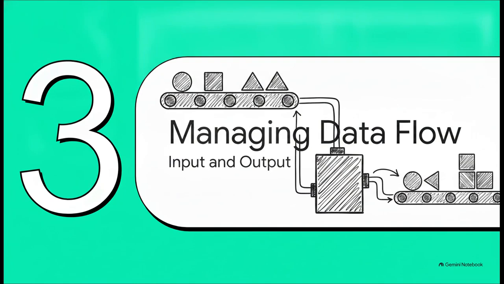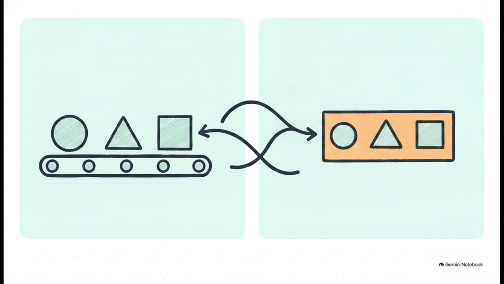Section 3. Managing the data flow, input and output. Let's talk about how data moves. Think of arguments as your raw materials. These are the actual values handed off by the caller. Parameters, on the other hand, are the precise receiving bins built into the function header to catch them. The unbreakable rule here? Those receiving bins must match the exact order of the incoming materials.